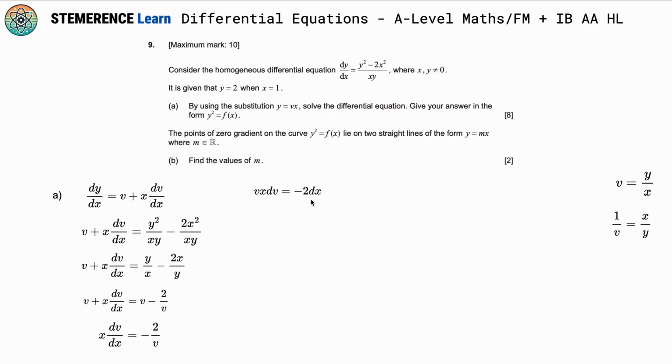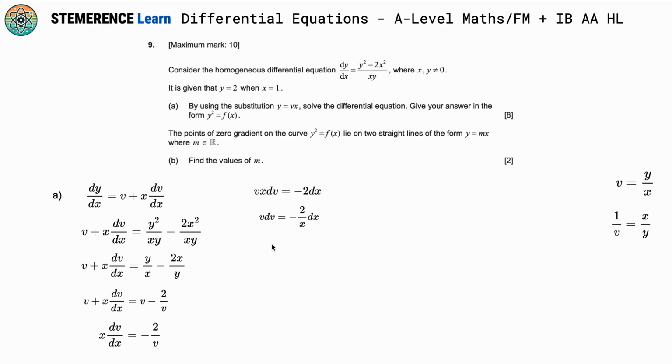And our next step over here is that if we divide both sides by x, we get v dv is equal to negative 2 over x dx. So once again, as I mentioned, it's to try and get one side of the equation to be just in terms of v, and the other side to be just in terms of x. So now we're going to go ahead and integrate this to essentially remove the dv and dx, as we're trying to find the equation in the form y squared equals f of x. We're trying to find the original function or equation.